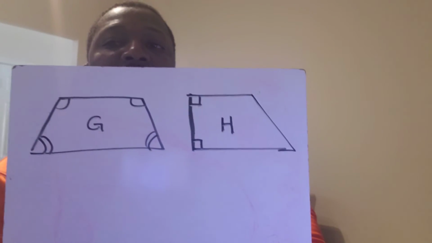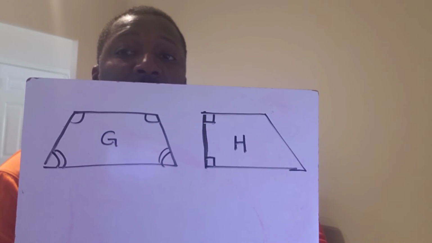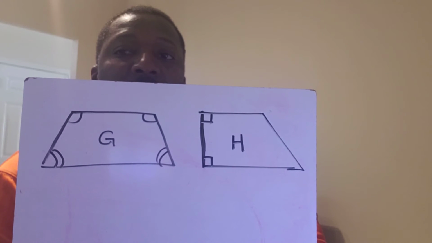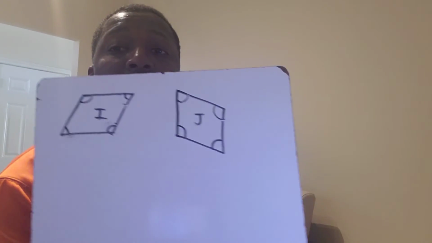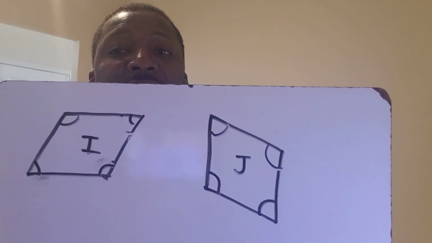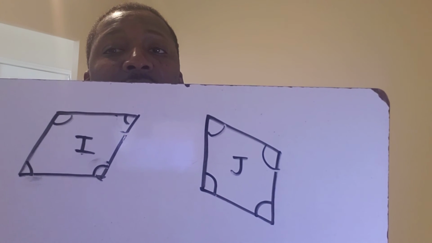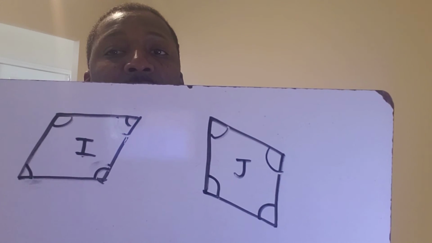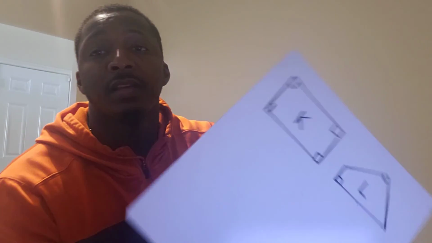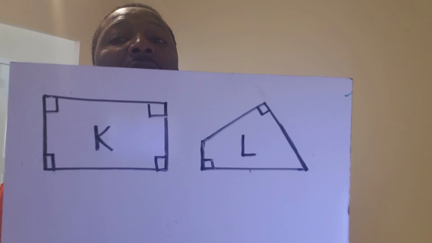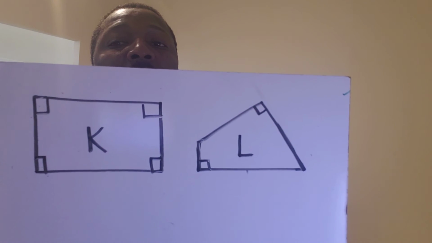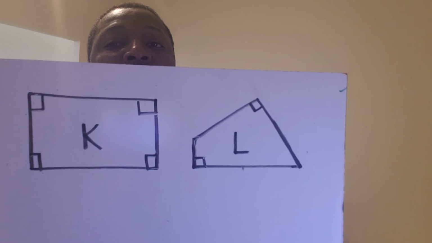Here's shapes G and H. Pause the video and do the same work that we've done. Here are shapes I and J. Pause the video and do the same work that we've done. And finally, here's shapes K and L. Pause the video and do the same work that we've done.